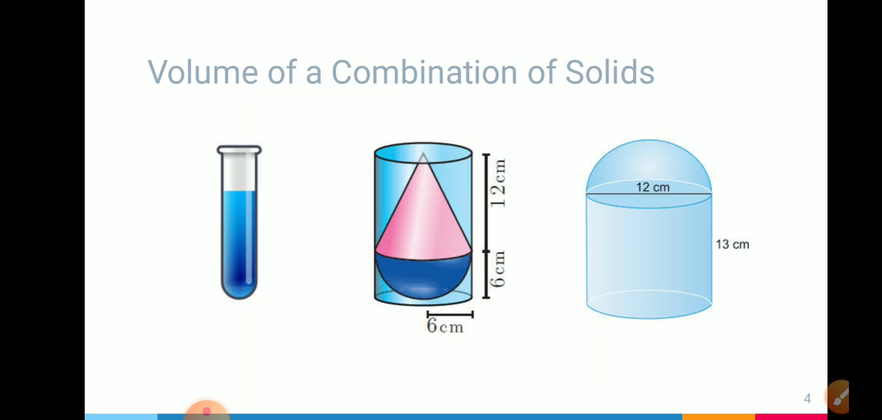Today we are going to do volume of combination of solids. The same combination of solids that we did in the last session, where we tried to find out the surface area, now we'll find out the volume. So a volume of a cylinder plus a hemisphere, a cone plus a hemisphere.